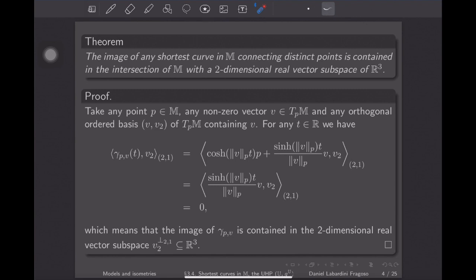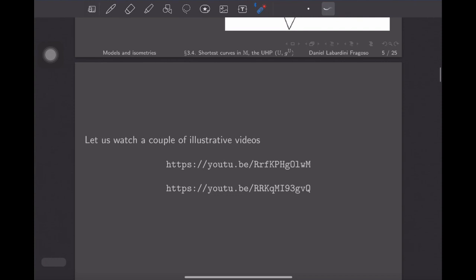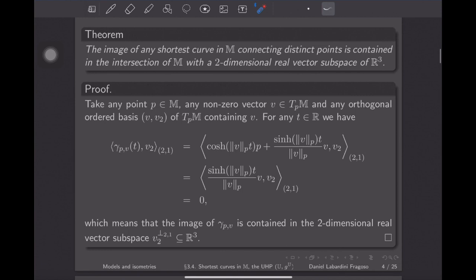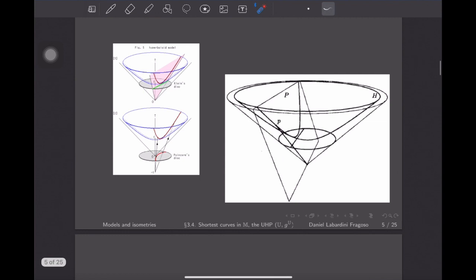And that's it, right? So sure, the shortest curves are contained in the planes. And now, as an exercise, one can prove the other part, right? So now if you take a plane passing through the origin that actually crosses the hyperboloid, then the curve at which it crosses the hyperboloid is a shortest curve. Now this I will leave as an exercise.